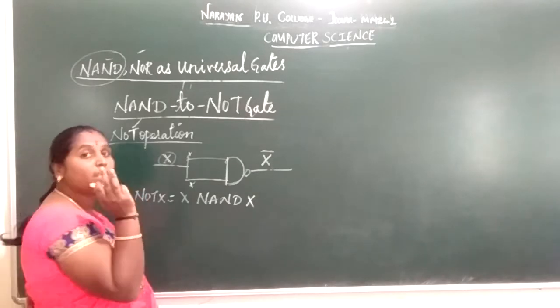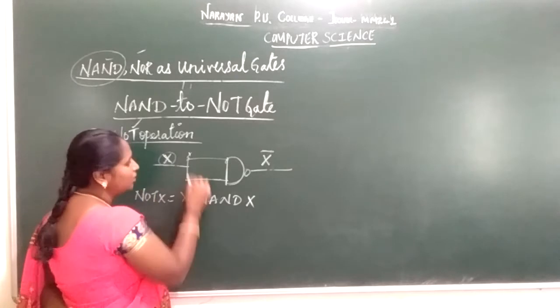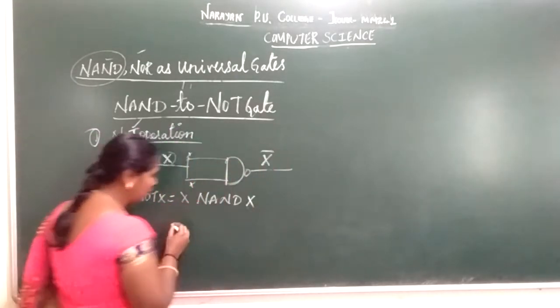That's all. It's going to operate. It's going to accept 2 or more operands. So I am taking X as the same input: X NAND X, and my result should be X bar. How are you going to implement this?